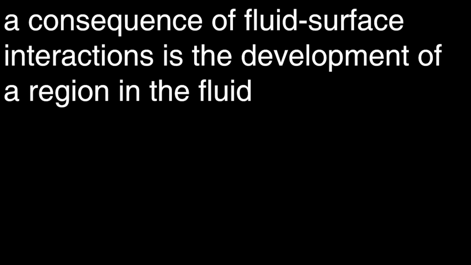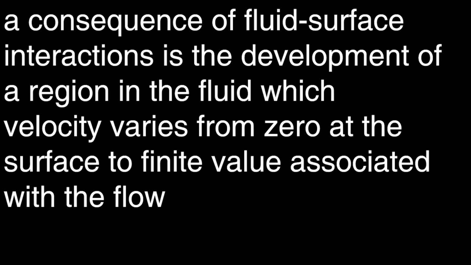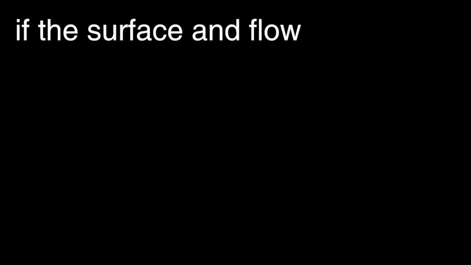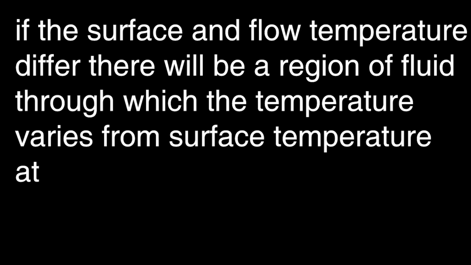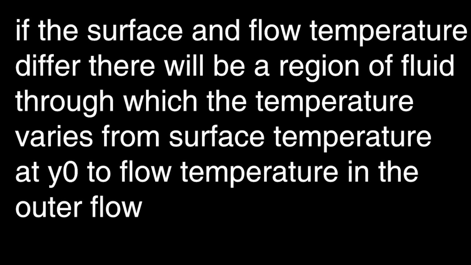At any instant, large numbers of molecules are moving collectively or as aggregates. A consequence of fluid surface interactions is the development of a region in the fluid through which the velocity varies from zero at the surface to a finite value associated with the flow. This region of fluid is known as the boundary layer. If the surface and flow temperatures differ, there will be a region of fluid through which the temperature varies from surface temperature at y=0 to flow temperature in the outer flow.